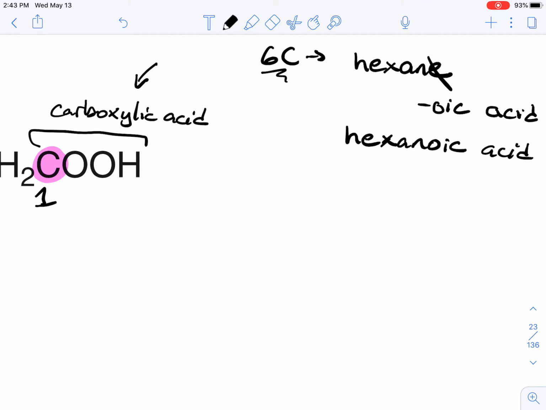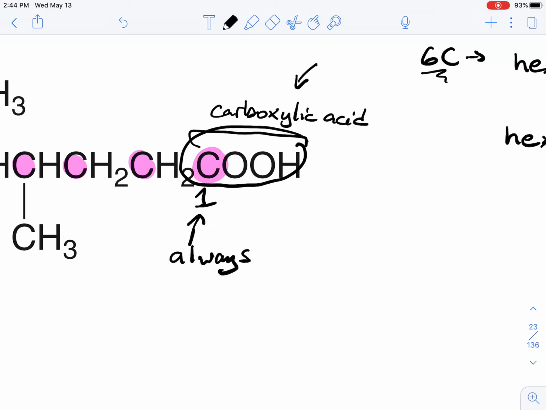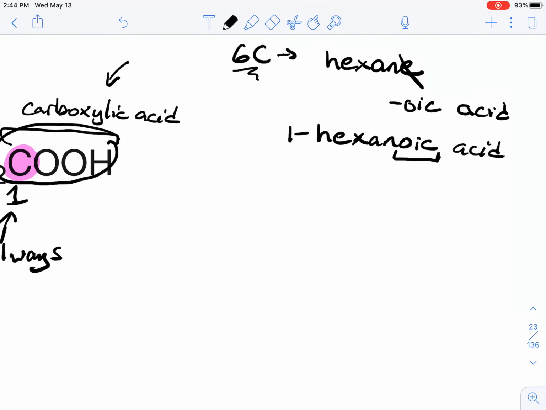And typically, if this was like a ketone or an alcohol, you would want to communicate to the reader what carbon number this carboxylic acid is found. But remember, since carboxylic acids are terminal functional groups, wherever that carbon is on that carboxylic acid, this is always carbon number 1. And so therefore, you don't need to put that 1 in front of hex to communicate that the functional group carboxylic acid is on carbon number 1, since it's always there.